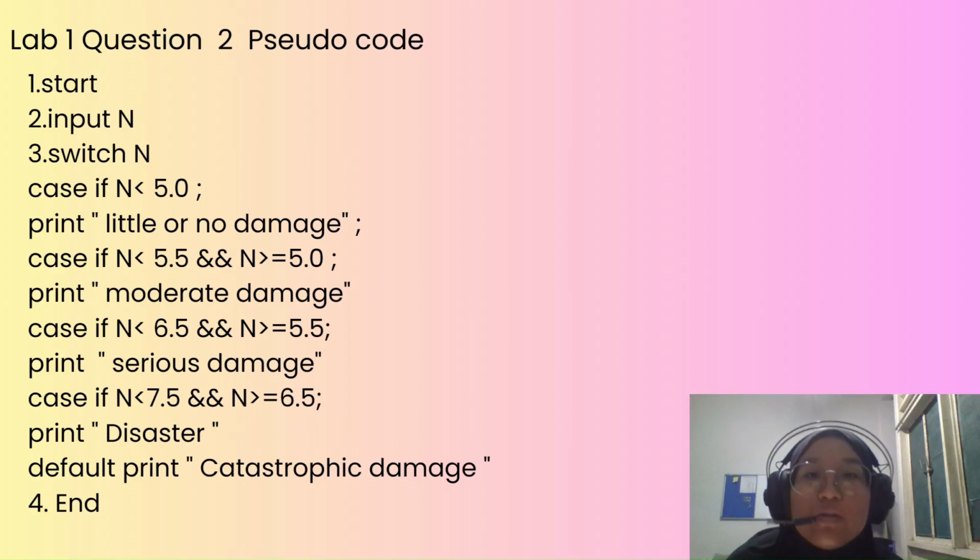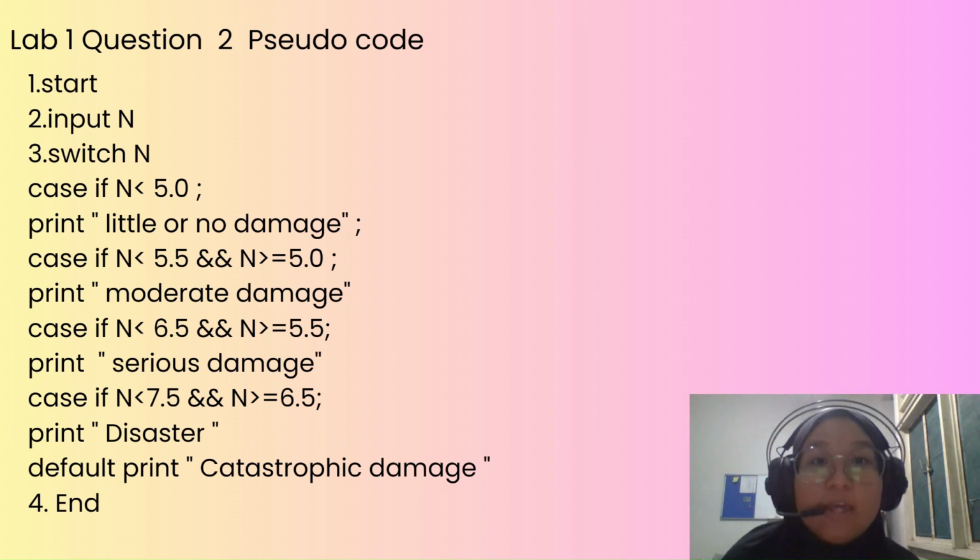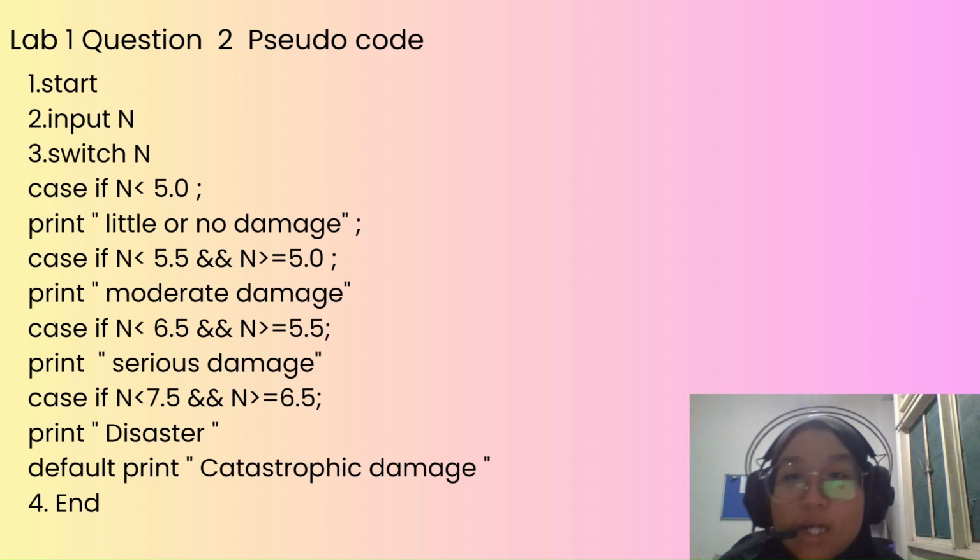Okay, next for question 2 pseudocode, it is asking for a Richter scale number. So Richter scale number, we label it as N. So we start our pseudocode with start and then input N, which is the Richter scale number. So we're going to switch N, and case if N is less than 5.0, it will print little or no damage and straight away go to the end program.